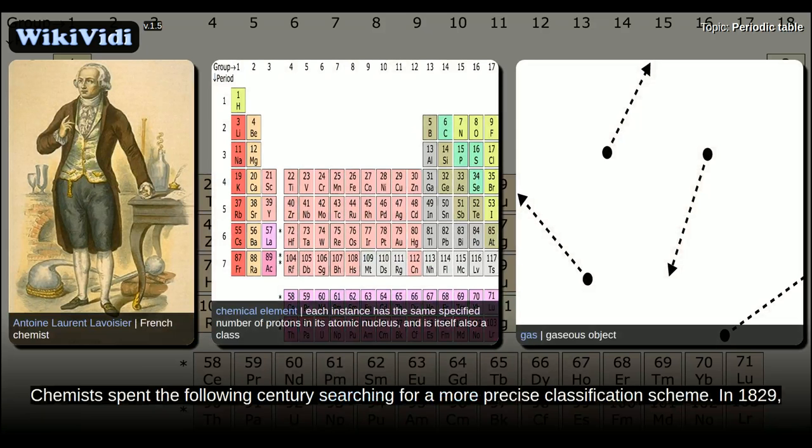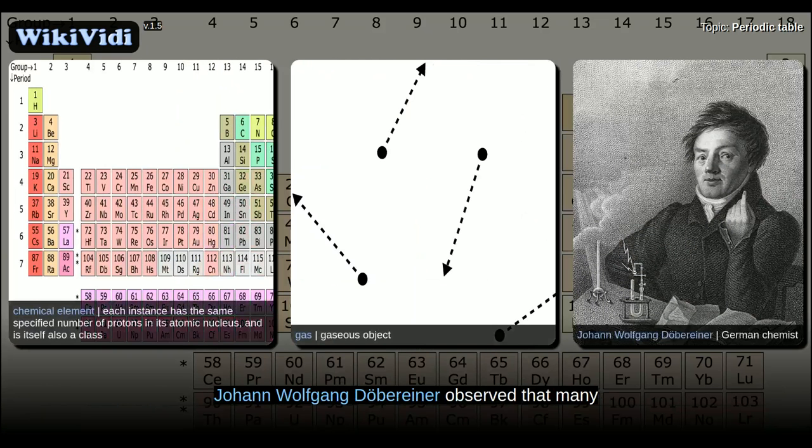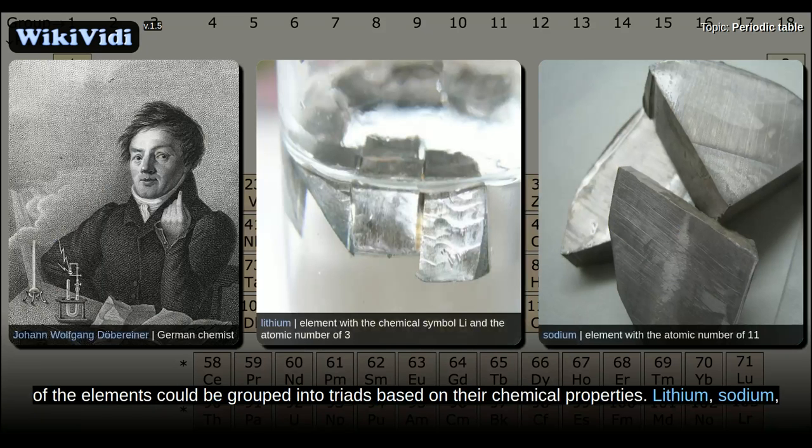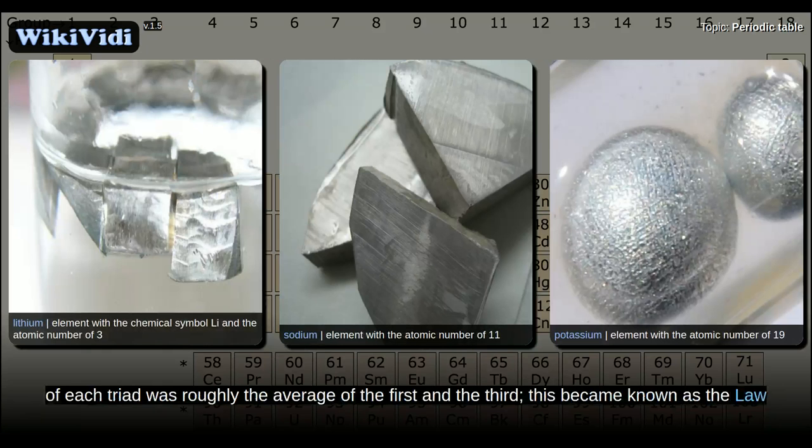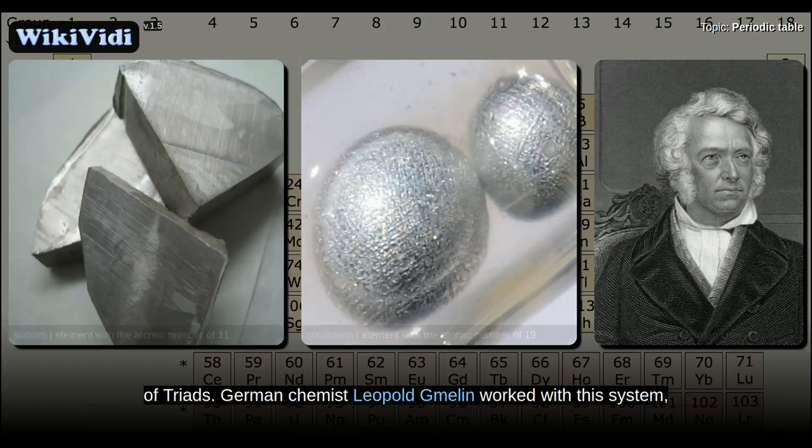In 1829, Johann Wolfgang Dobereiner observed that many of the elements could be grouped into triads based on their chemical properties. Lithium, sodium, and potassium, for example, were grouped together in a triad as soft reactive metals. Dobereiner also observed that, when arranged by atomic weight, the second member of each triad was roughly the average of the first and the third. This became known as the law of triads.